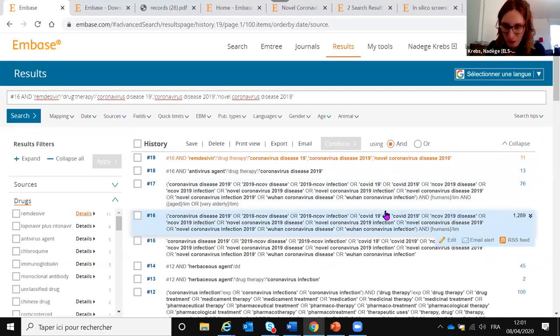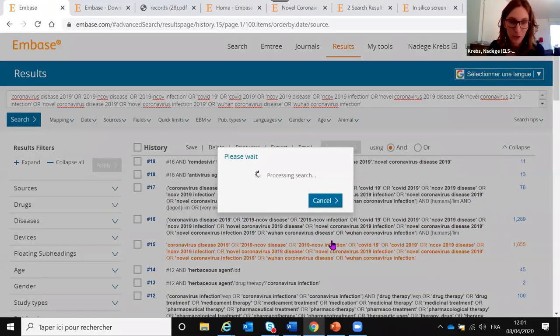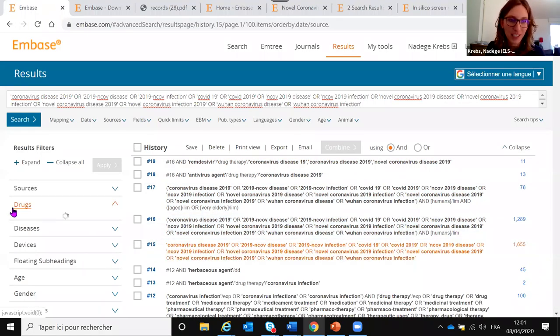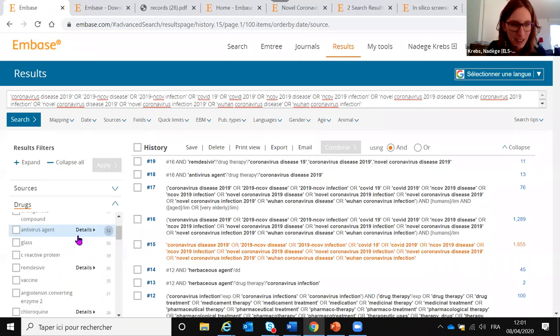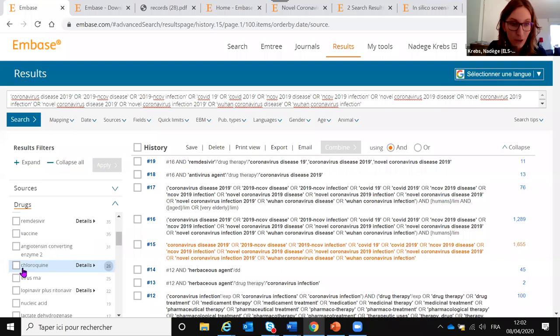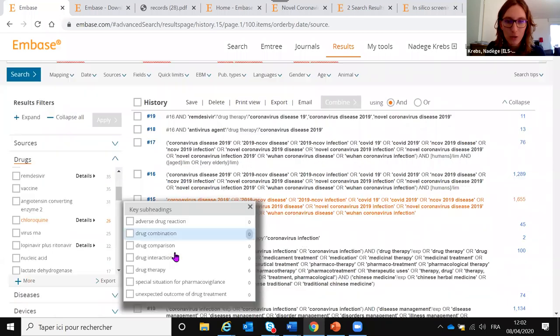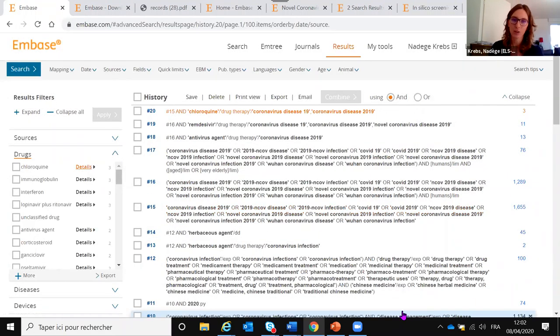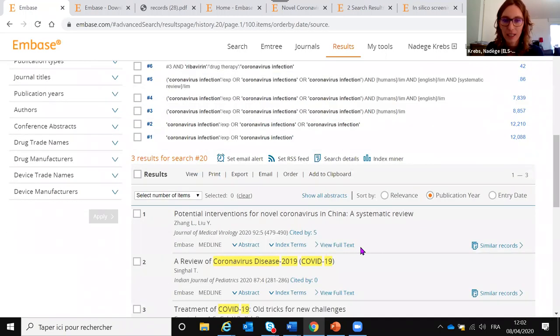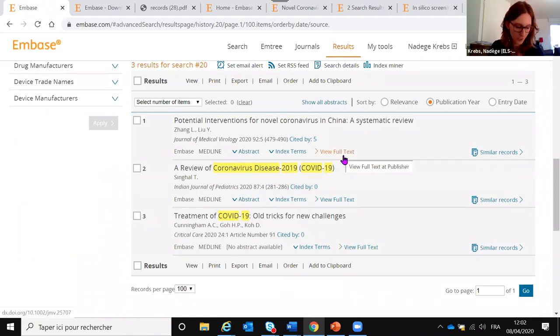So if I go back to that initial search, I can also see, I don't know if you've heard that a lot of people ask about chloroquine. So does this one appear as the drugs that are listed? If I go back and I scroll, so I have remdesivir. Oh, I also have chloroquine. So I could see, okay, is chloroquine used as a drug therapy? And to what? To coronavirus disease 2019 and coronavirus disease 19. And if I apply, then I get the three results that talk about chloroquine as a potential therapy to COVID-19.